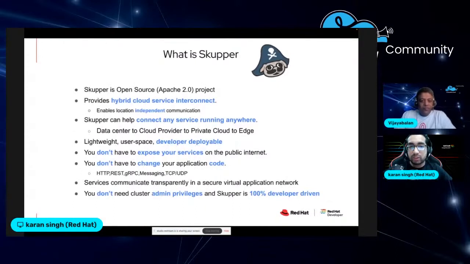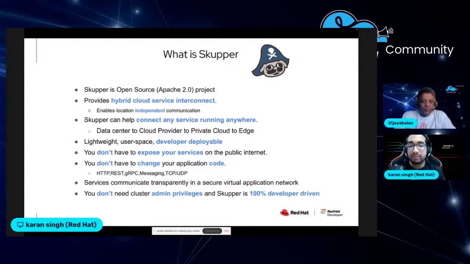So, a brief about Skupper. As I mentioned before, Skupper is an open source Apache 2.0 project. It provides hybrid cloud service interconnect, and it enables location independent communication. Imagine you have an AWS cluster running in US East, an Azure cluster running in Mumbai, and a Google or IBM cluster running in Singapore. You can make the networks interconnected to each other using Skupper on a secure private communication network, and any service can connect to any resources across your clusters.